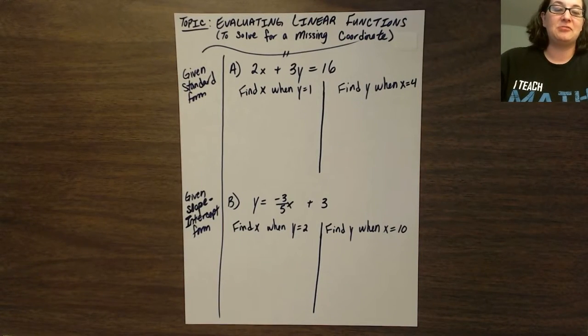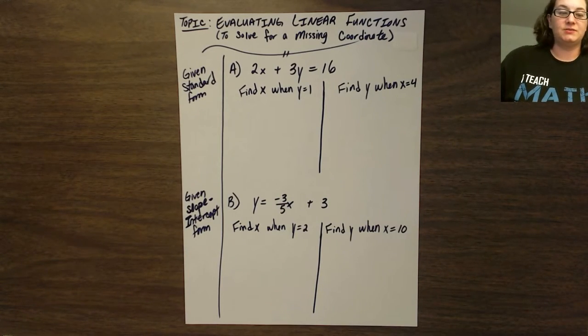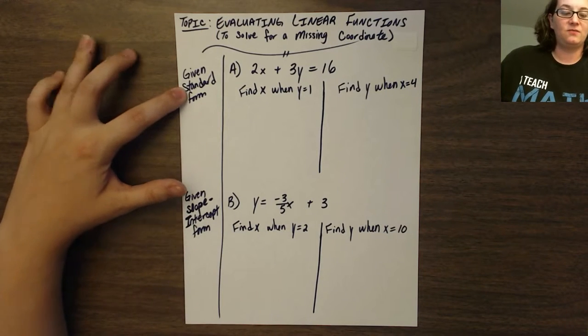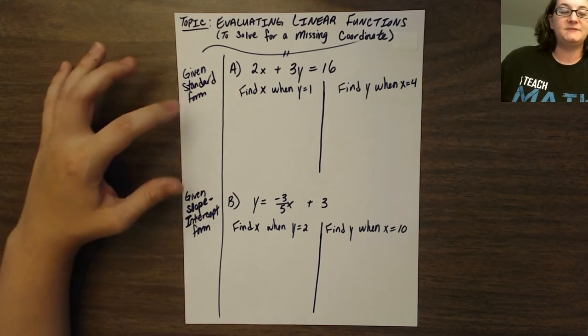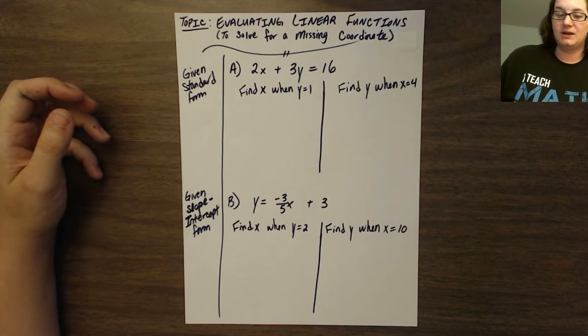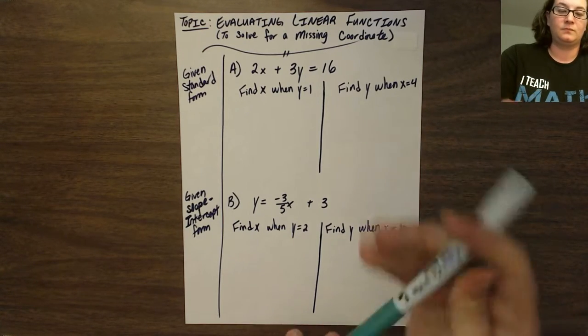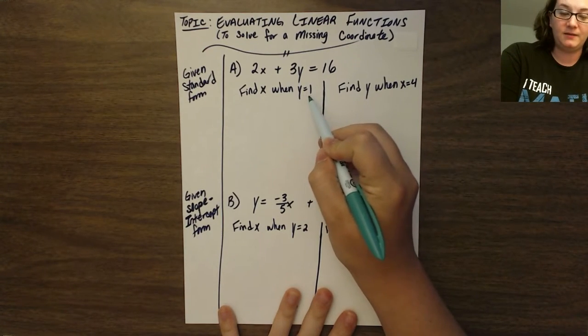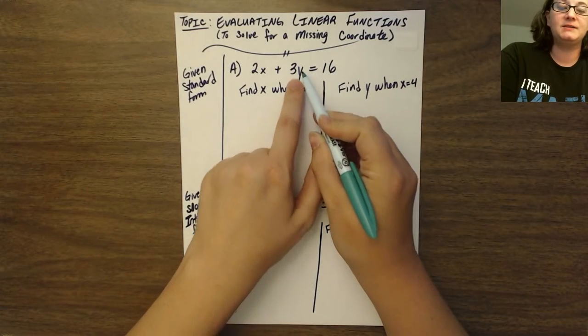Hello, today I want to talk about evaluating linear functions when trying to solve for a missing coordinate, pretty much. So if I'm given standard form or slope-intercept form, it's very similar to finding intercepts. I take the value they give me, and I'm going to substitute that into the equation.